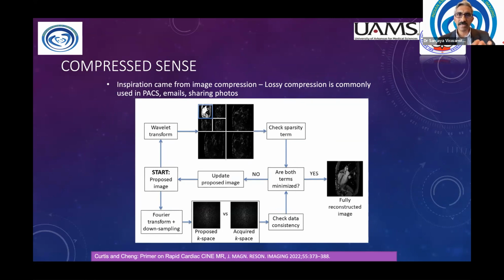Some of you may be using PACS, where the PACS vendor has deliberately reduced the information that is being transferred across the internet so that you can see the images faster in real time as well. So we are already using this lossy compression. And the concept of using these wavelet transformations, checking an acquired image and the proposed image and comparing the iterative nature of the actual image to the expected image, checking for data consistency, repeating this process till you get as close to data consistency as possible is something that's called compressed sense. And I'm sure that you'll hear more about this in the future as well.